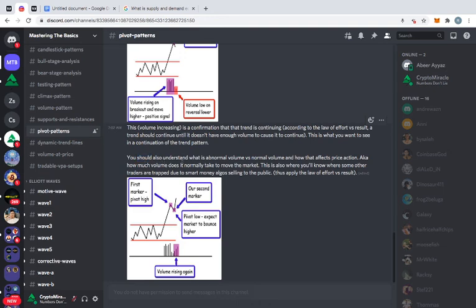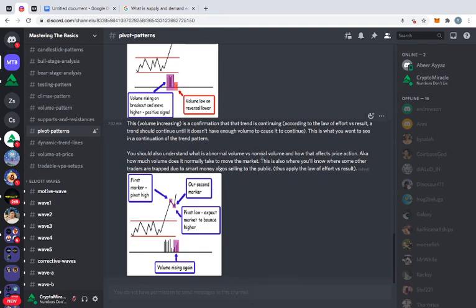So you should always understand what's abnormal volume versus normal volume, and how that affects the price action. That's why I have my average volume there, aka how much volume does it normally take to move the market. And once you have that perspective, you kind of know what's a bull trap and a bear trap. This is also where you're going to know where some other traders are trapped, right? Exactly what we just said.